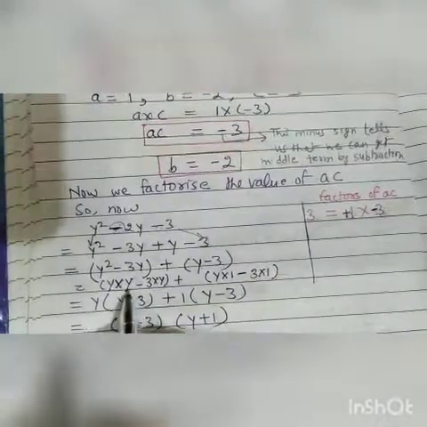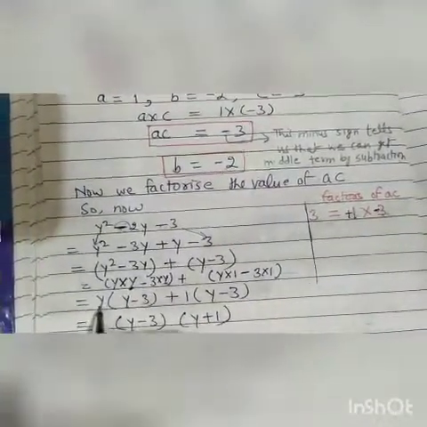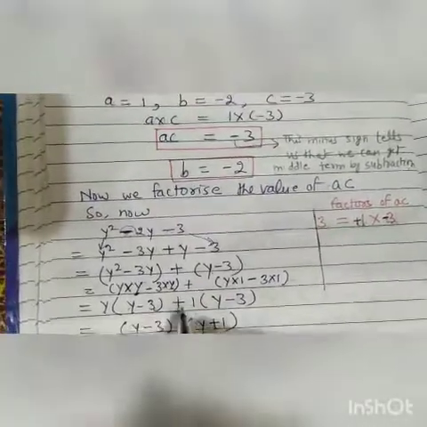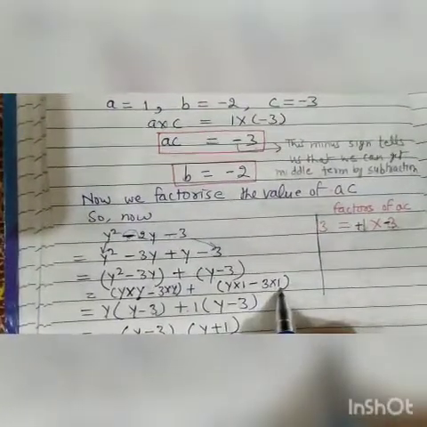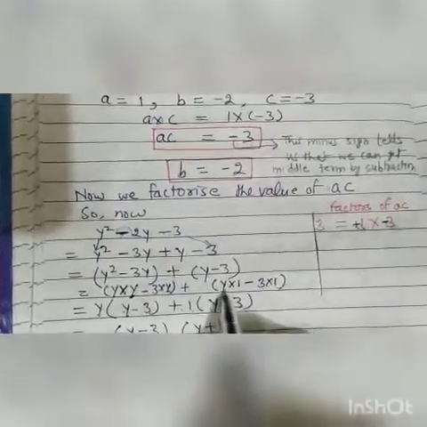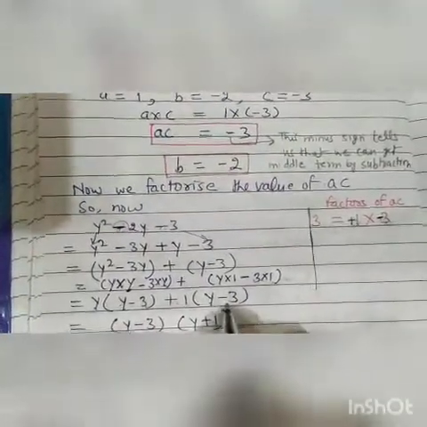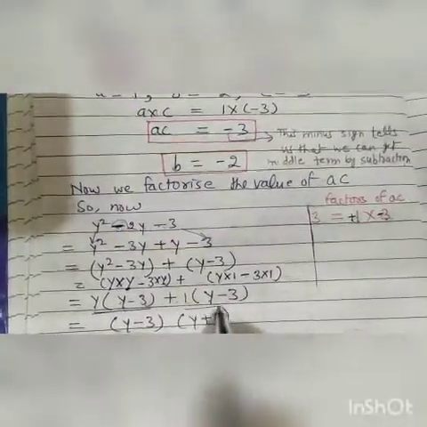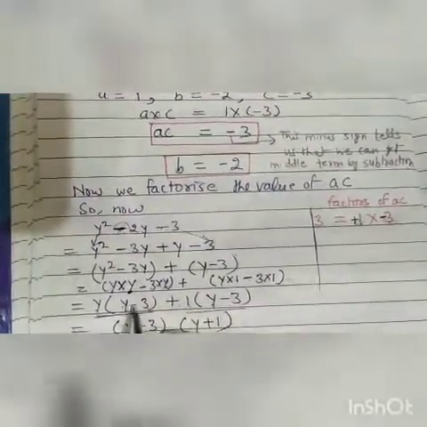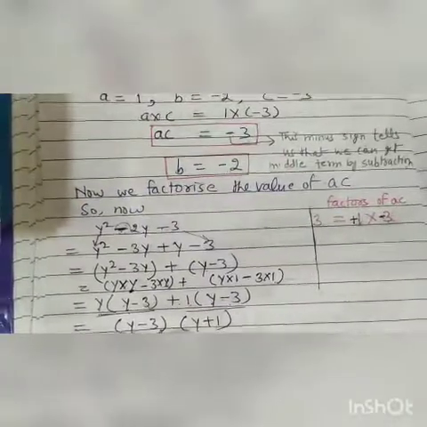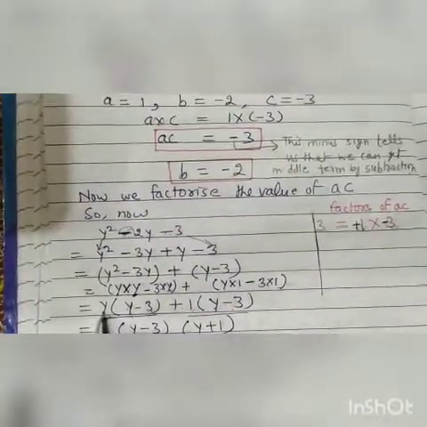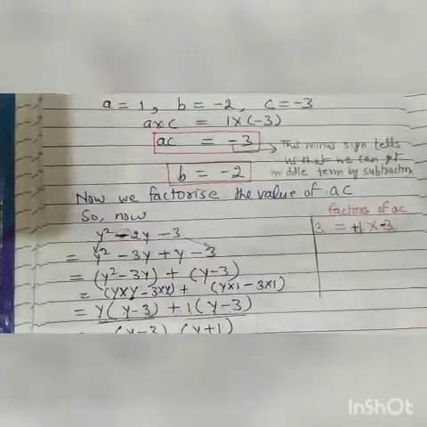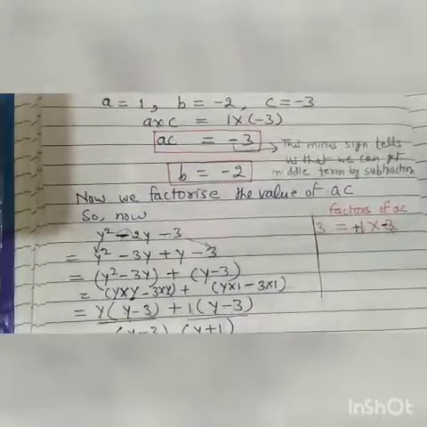So see, this y and this y we can take common. From the first term y is left and this minus 3 is left. Plus we can take 1 from the second bracket as common, so y is left, minus 3 left. Now this is considered the first term and this the second term. So take this y minus 3 as common. From the first term this y is left, and from the second term this plus 1 is left. So the answer will be y minus 3 into y plus 1.